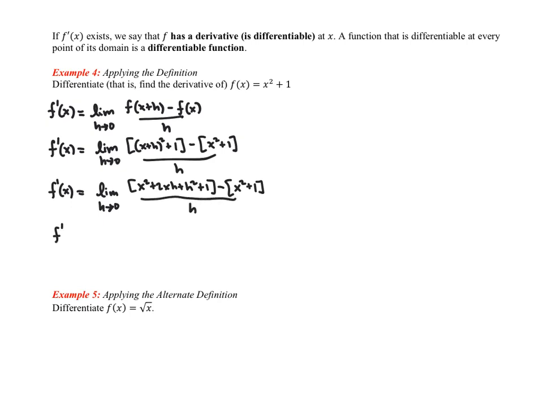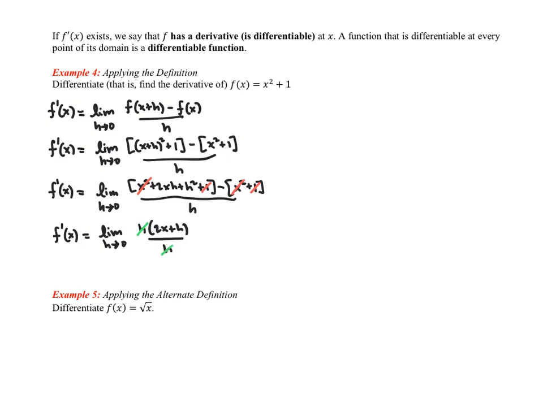All right, let's simplify this. Notice I'm carrying my notation along with me the entire way. I'm going to get some like terms to cancel. And what we have left here, I'm going to factor out an h, so that'll be 2x plus h. And I've got an h in the denominator. I'm going to reduce that.